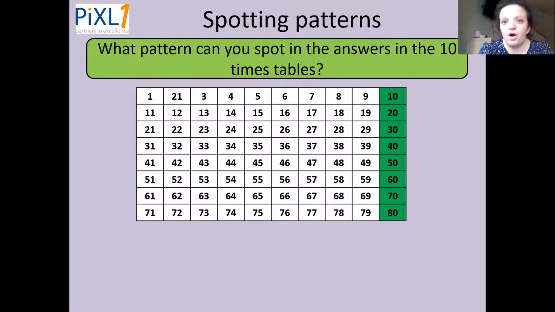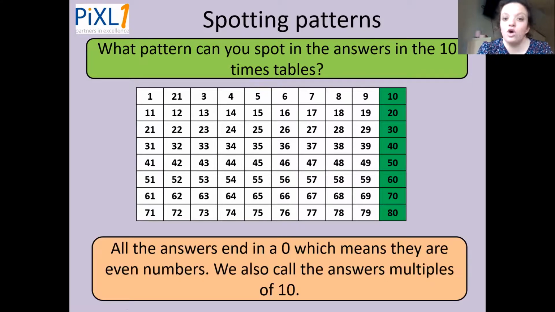What pattern can you spot in the answers to the 10 times tables? What do they all end in? Pause if you need to. Okay, all the numbers end in 0, which means they are even numbers because even numbers can end in a 0. We also call the answers multiples of 10.